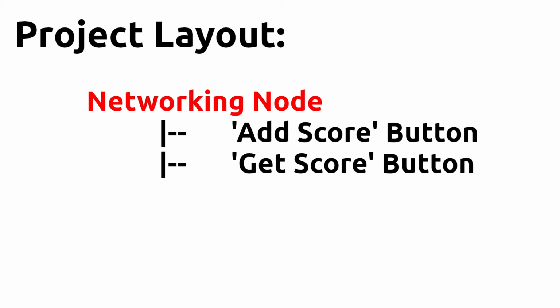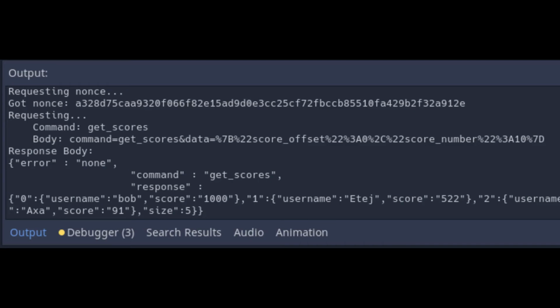The children of our root node will consist of 2 buttons to allow us to send a randomized high score and name pair and receive the top 10 scores from the database. All requests and responses will just be printed out into the debugging console. As for the design of our networking node, we are only going to allow one request at a time, and our node should be able to handle automatically requesting nonces before sending our request.